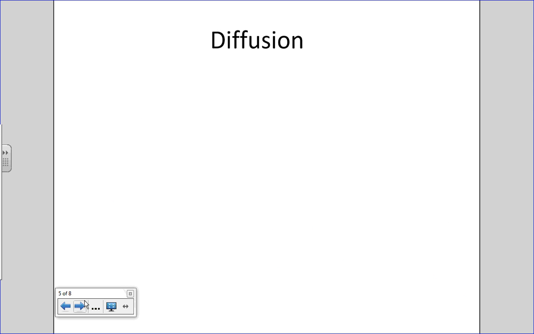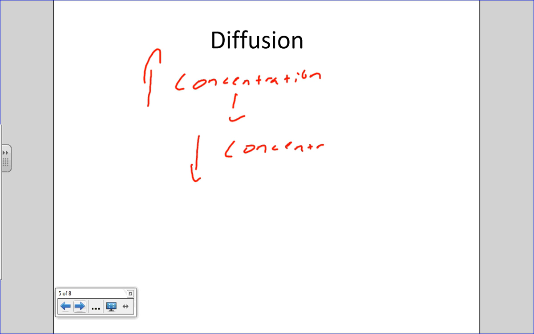And now let's work our way back to diffusion again. So remember, when we're talking about diffusion, you have to bear in mind that diffusion is essentially the movement of substances from an area of high concentration to a lower concentration, across a membrane. Across a membrane of sorts. All right.